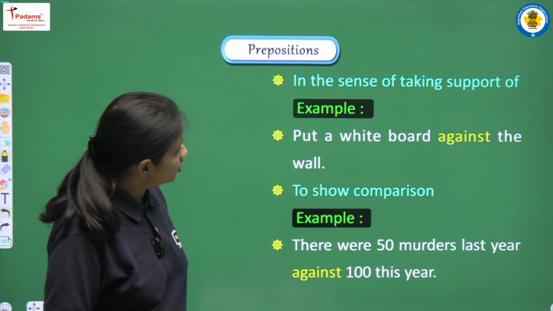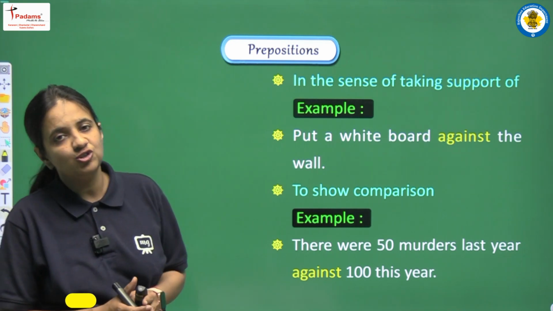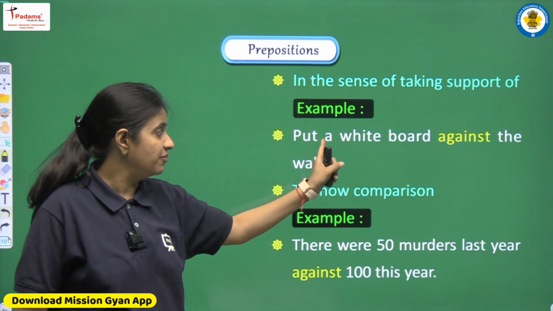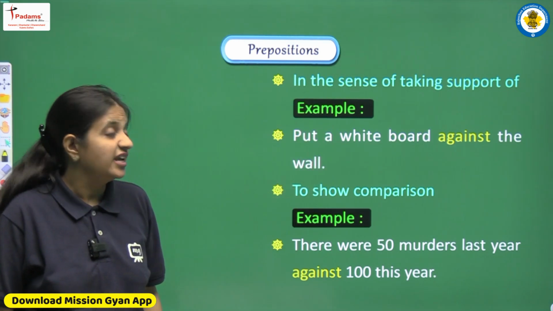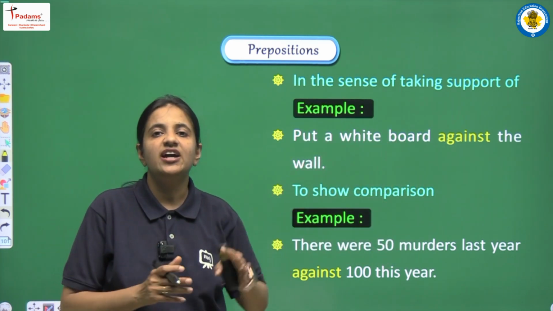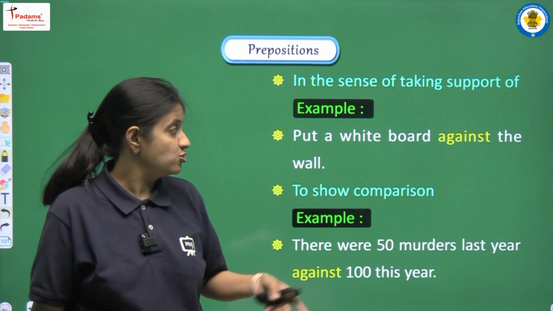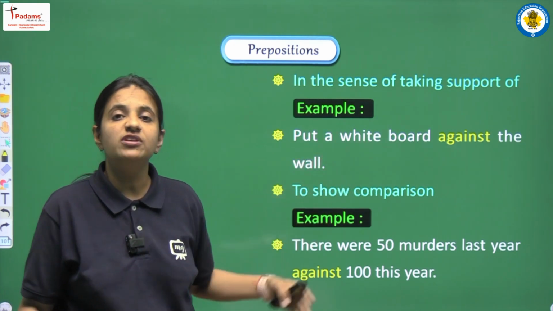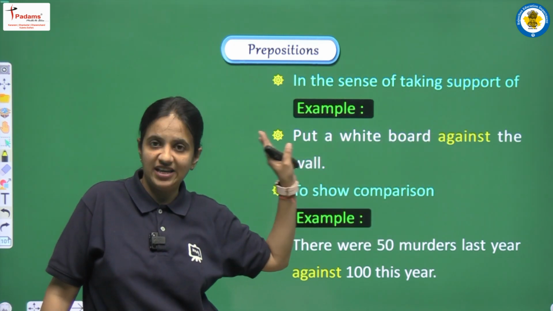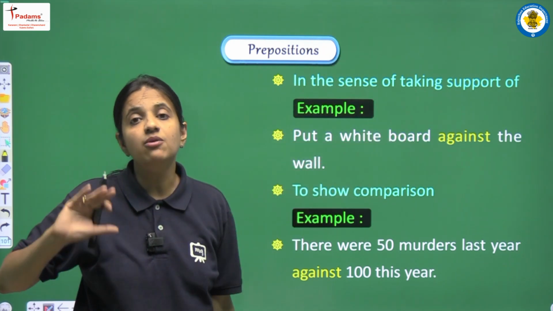It is also used in the sense of taking support of. Yes, again it is also used to indicate this kind of meaning, that is taking support of. Let's see the example. Put a whiteboard against the wall. It means suppose we are having one whiteboard and we are trying to put it on the floor, but it keeps falling, so we are just trying to take the support of the wall. So for that we are having against in the sentence, and with the help of against we are trying to show that we are taking support of the wall.